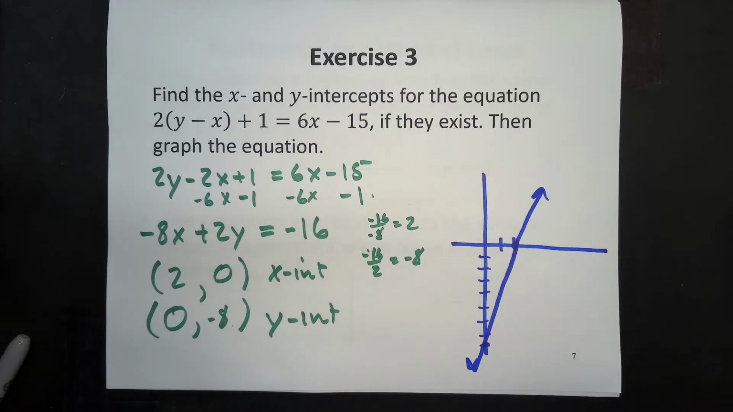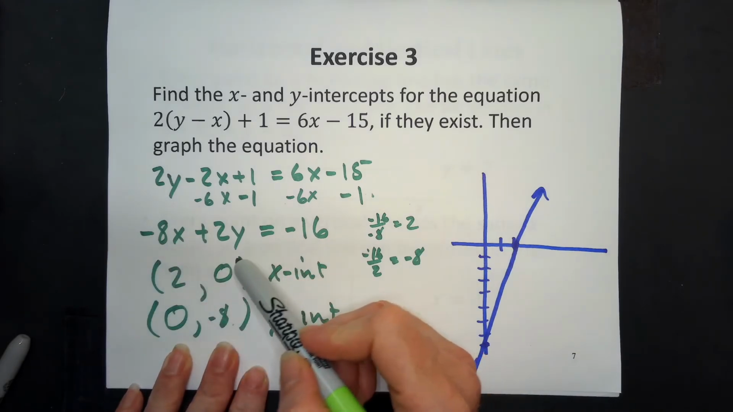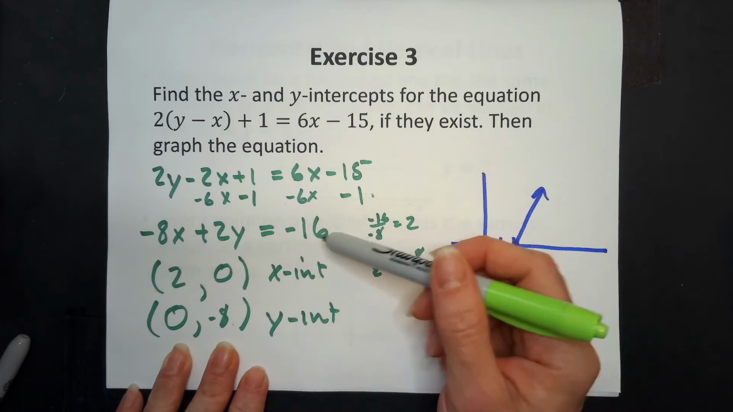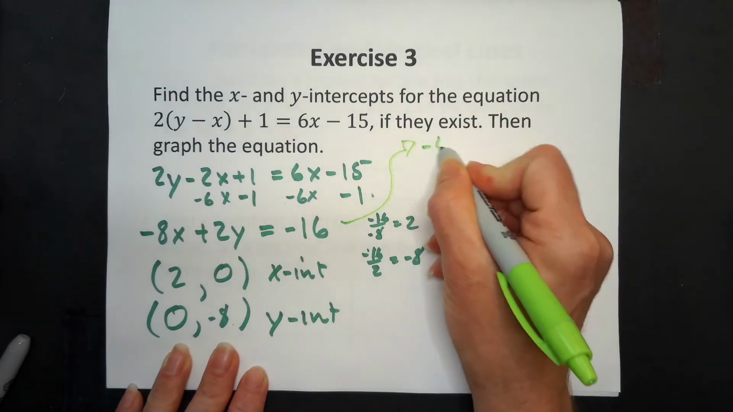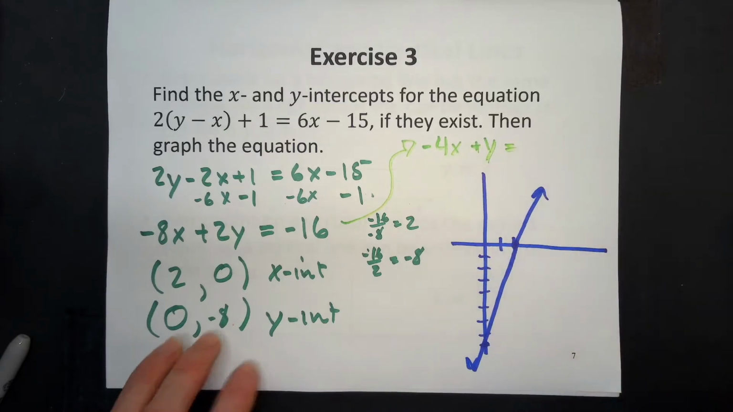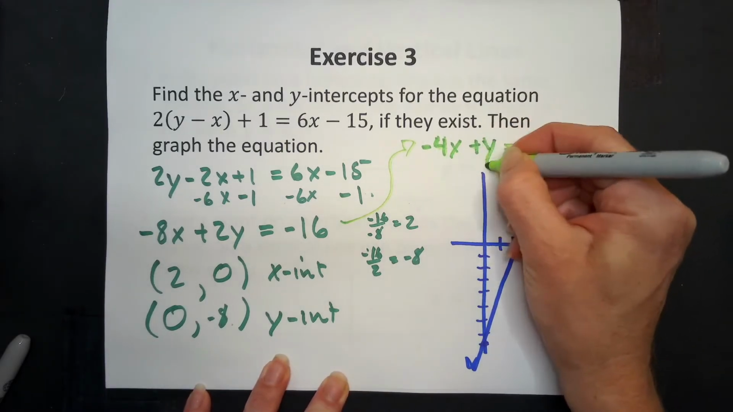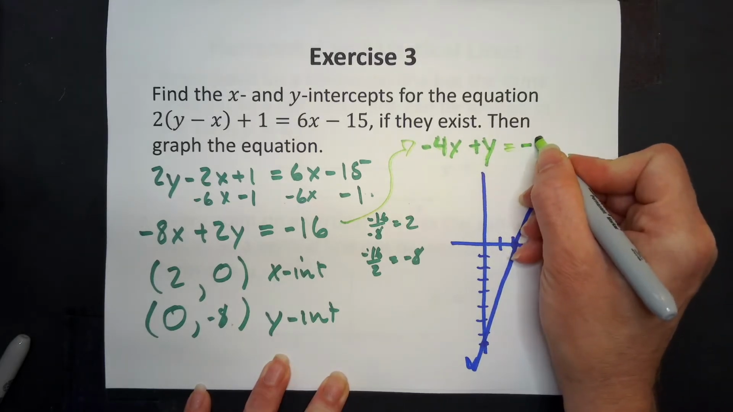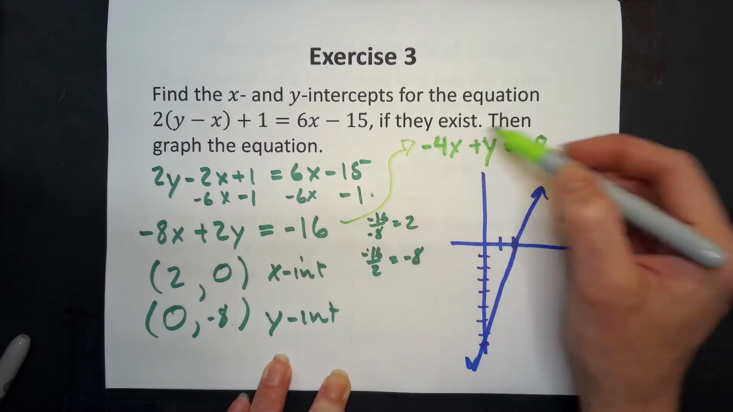Now, somebody might have noticed and said, wait, I worked this problem, I got something a little bit different. Is it the same? Sometimes people will notice that if every coefficient is divisible by the same number, you have a greatest common factor, including your constant, you can factor that out. I could have rewritten this equation as negative 4x plus y equals negative 8. So it'll come out to be the same answer. You just divided everything by 2. These are actually the same line.